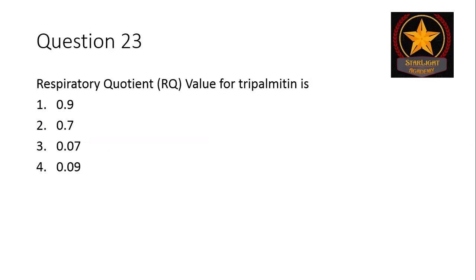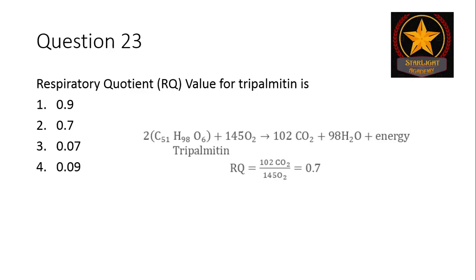Respiratory quotient value for tripalmitin is, the options are 0.9, 0.7, 0.07 or 0.09. So, first we should know what is respiratory quotient. We have read this in the Respiration in Plants chapter of class 11th. Respiratory quotient refers to the volume of CO2 evolved per unit volume of O2 consumed during respiration. For tripalmitin, which is a lipid, the equation follows this pattern.